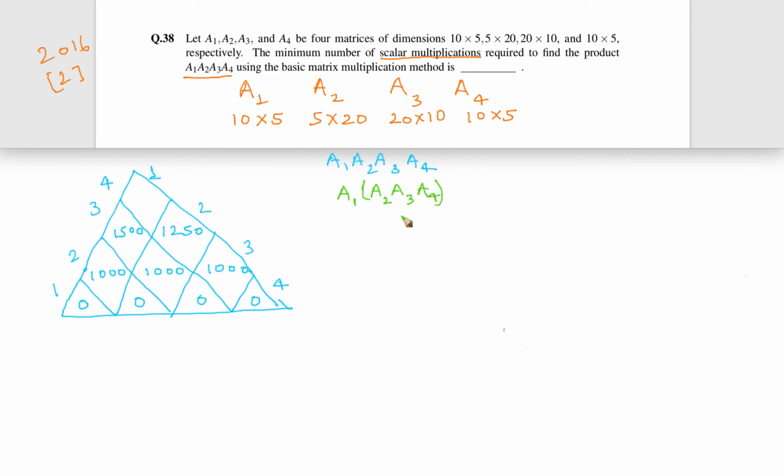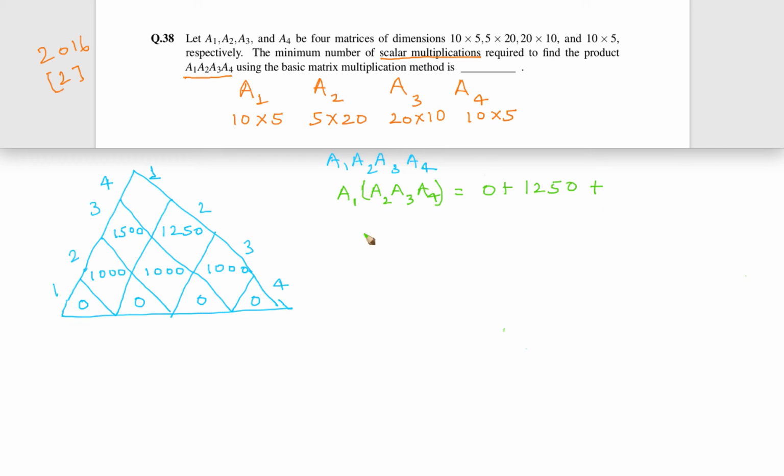So this is of length 3, sorry, and this is of length 1. And we already know the optimum number of scalar multiplications for these two. How? A1 is simply one matrix, so 0. A2 till A4 is basically M2 comma 4, and we already have the value 1250 for it. So this will be 1250.